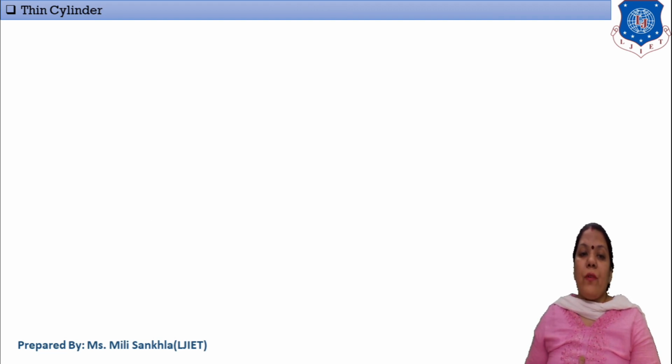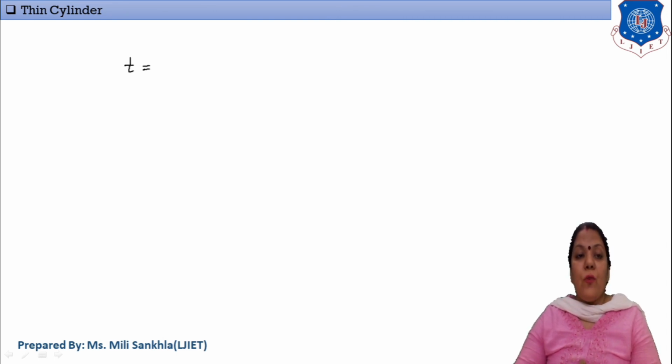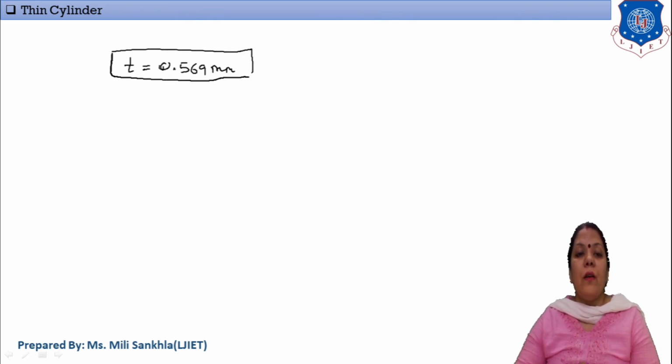Okay, after simplifying this calculation, we get the value of this thickness T is equal to 0.569 mm. Okay, this is the thickness of our spherical vessel.